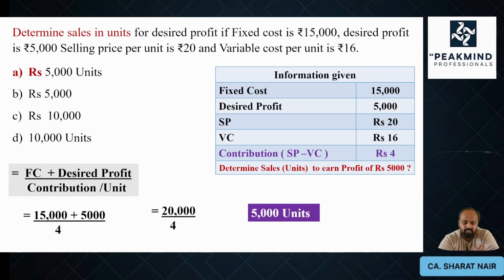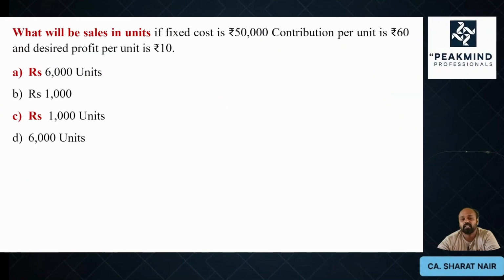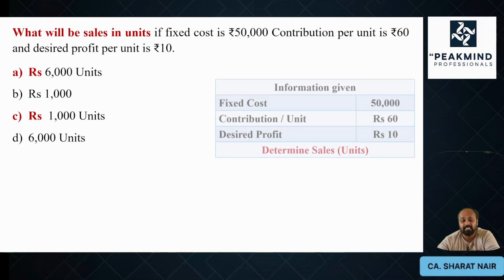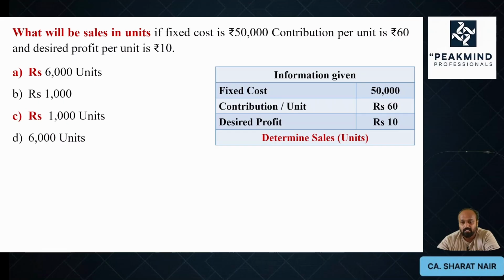So actually there is a typing error, and also in option B you can see it is rupees 5,000. So the correct answer is 5,000 units, believing that there is a typing error in writing rupees there. Okay, going further, they are asking us to find what will be the sales unit from the given data.